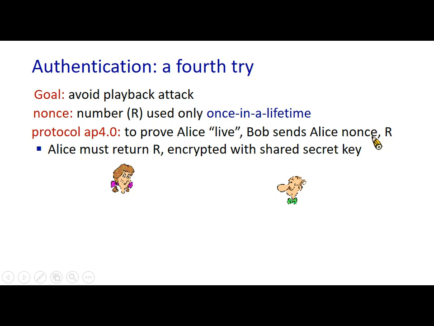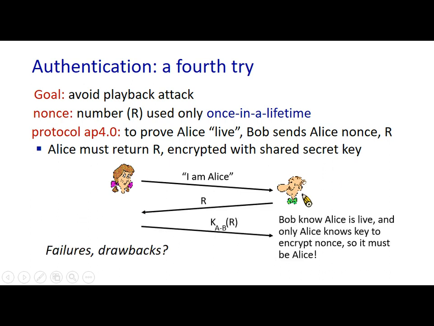Send Alice a nonce, R. Alice must return R encrypted with the shared secret key. So I'm Alice, and Bob returns the R. This should prevent the playback attack. Bob knows Alice is live, and only Alice knows this key to encrypt the nonce.